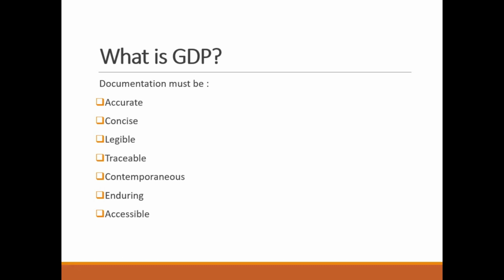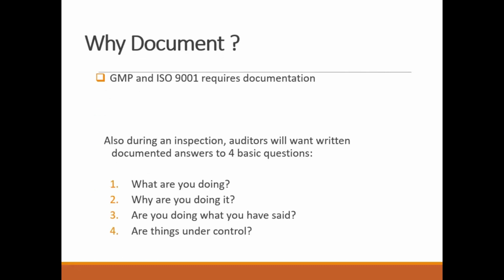So documents must be accurate, so they must be true, precise and error-free. They must be concise, so short and clear information that is understood by all. Legible. They should be clearly readable and understandable by their user. Traceable, so who recorded it, when, where and how. They should be contemporaneous, so documented at the time the activity was carried out. They should be enduring, or long-lasting and durable. And finally, they should be accessible, which is easily available and retrievable at all times.